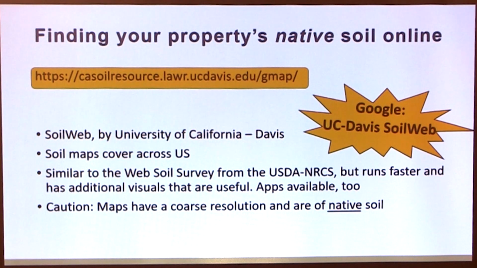One free resource I want to quickly point out, we don't have a ton of time to go into it, is that the federal government back in the day did a soil survey across the US. One of the things they were looking for is prime agricultural land. And so that information is available on the NRCS website, which can be kind of slow and cumbersome. And then UC Davis came along and they made it a bit more user-friendly. So the website is there. I also just Google UC Davis soil web and it comes up. And this is all free.